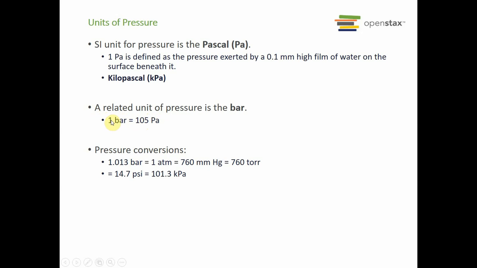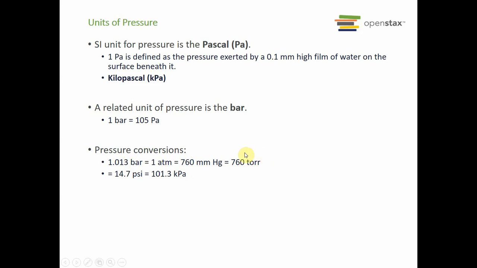The funny thing about a bar is it's almost 1 atmosphere. 1.013 bars is equal to 1 atmosphere. So it's only off by 1.3%. It's 1.3% less than an atmosphere. And 1 atmosphere is 760 millimeters of mercury.